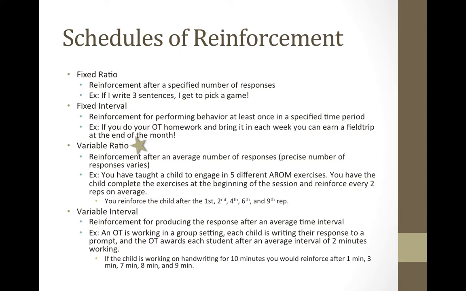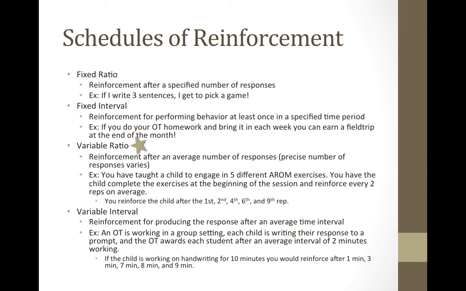So this means that you would be reinforcing the child after maybe the first one, the second one, but then you skip the third and you reinforce after the 4th, and then the 6th, and then the 9th rep. So it's not every 2 or something that's fixed, it's an average of every 2 reps. A variable interval is a reinforcement for producing the response after an average time interval.